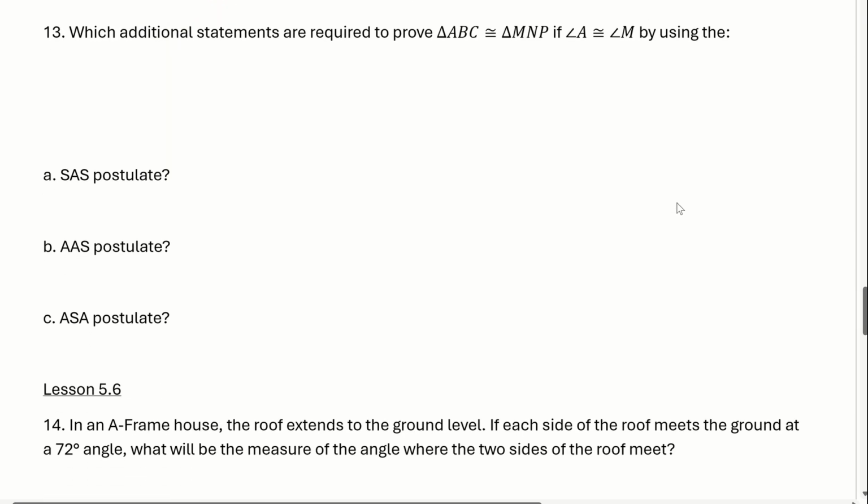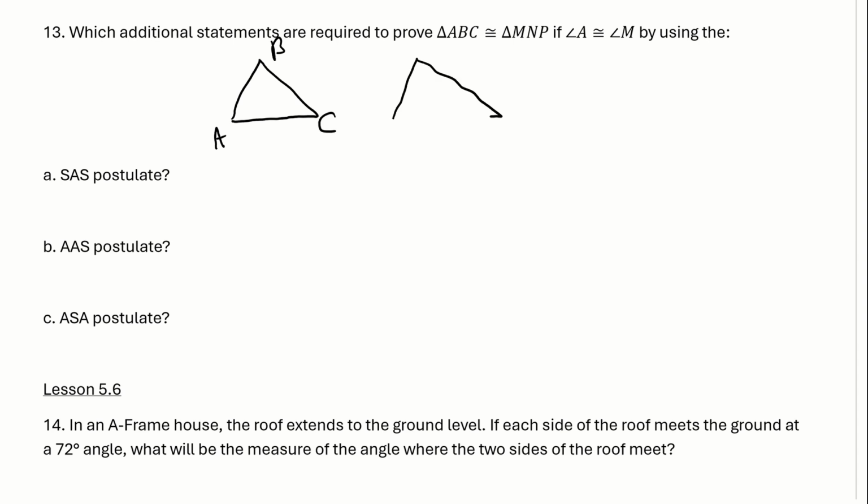All right, let's look at number 13. Which additional statements are required to prove triangle ABC is congruent to triangle MNP if angle A is congruent to angle M by using the SAS postulate, AAS postulate, and ASA? Okay, so let's just draw 2 triangles. We got triangle ABC, and that should match up with triangle MNP. Now they said angle A is congruent to angle M. That's what they said.